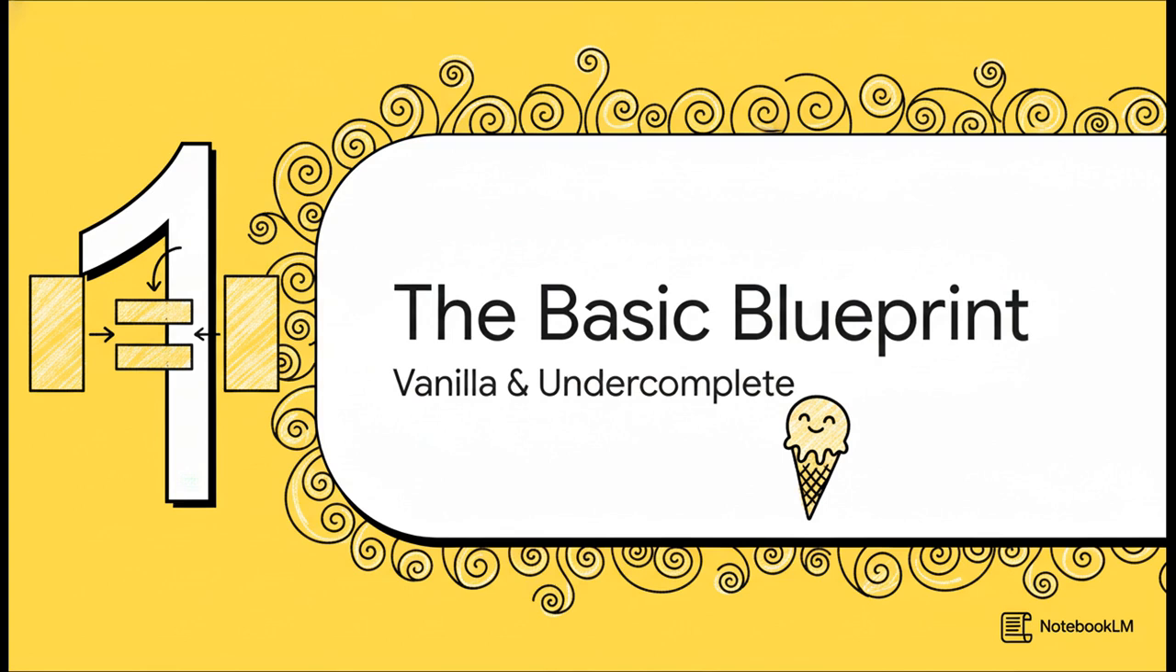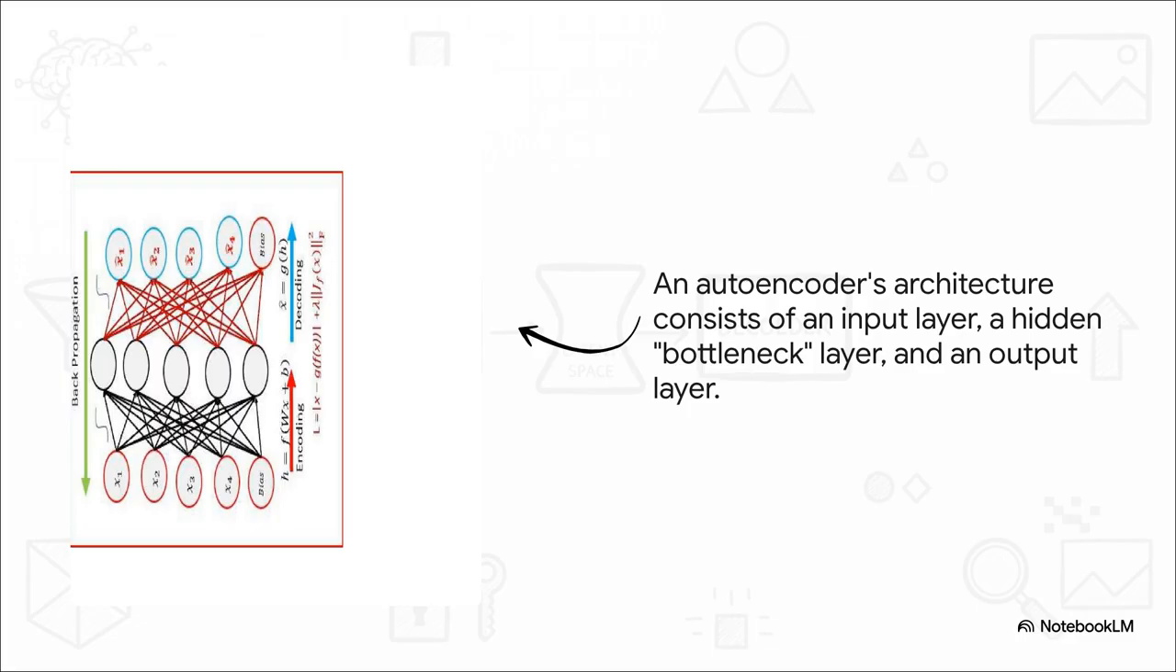People often call it the vanilla or undercomplete autoencoder, and trust me, if you can really get your head around this simple one, everything else we talk about is going to click right into place. So take a look at this diagram. It's actually pretty elegant in its simplicity. Over here on the left, that's your input data. Could be an image, whatever. That data gets fed into the first part, the encoder. Its only job is to squish everything down into this tiny middle layer. We call that the bottleneck for obvious reasons.